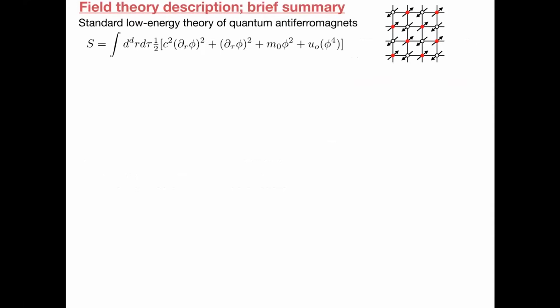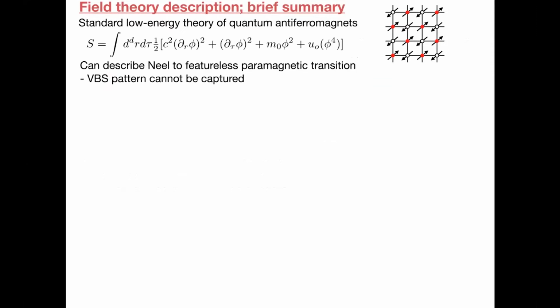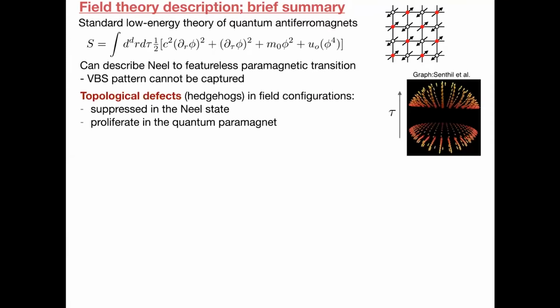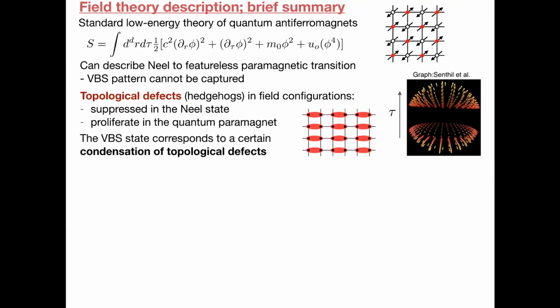If we just look at the antiferromagnet and its transition into a featureless paramagnetic state, then we can use something like phi-4 theory or the nonlinear sigma model. But the VBS state cannot be captured just by that. If we just look at this kind of theory, then we have in principle some topological defects in the path integral, and those are suppressed in the Néel state, and they proliferate in the paramagnet.